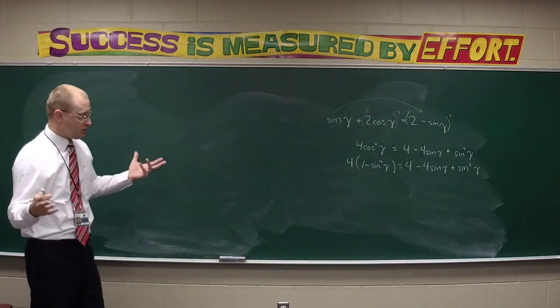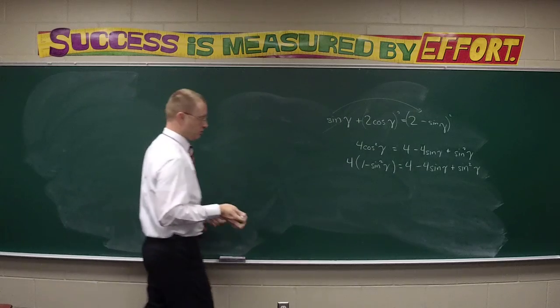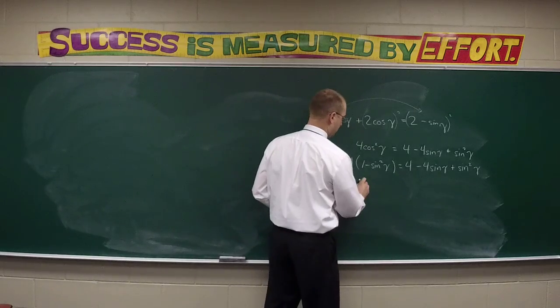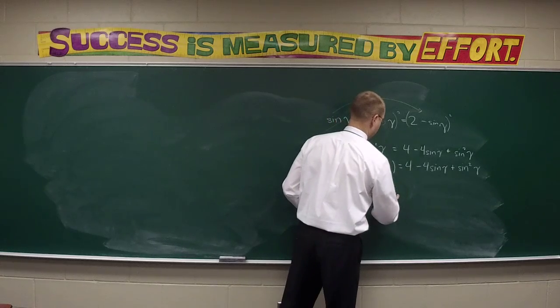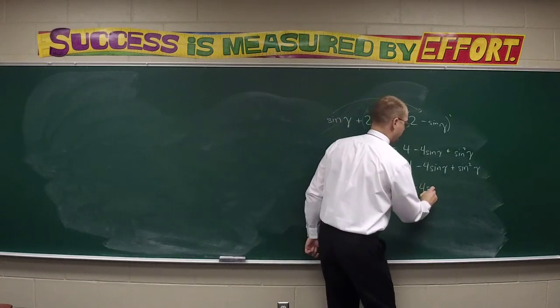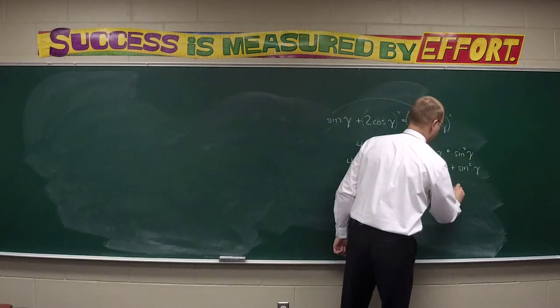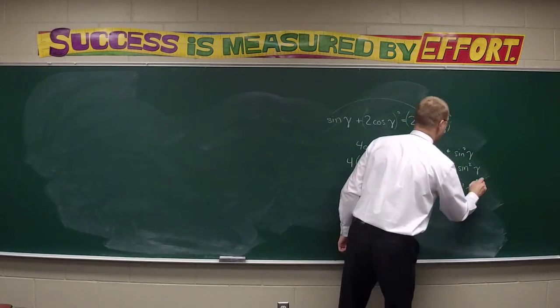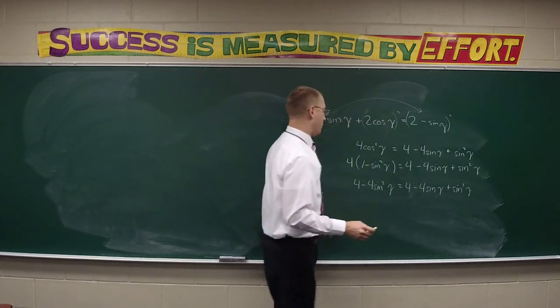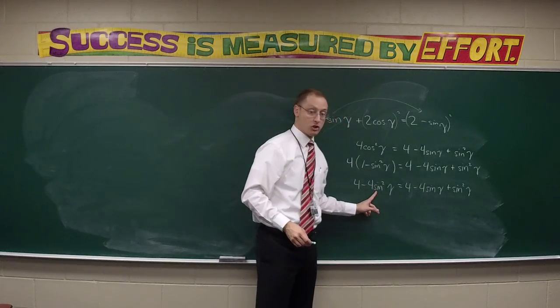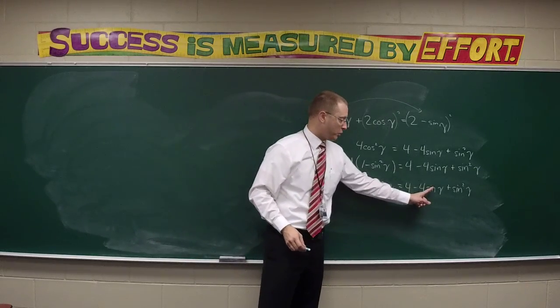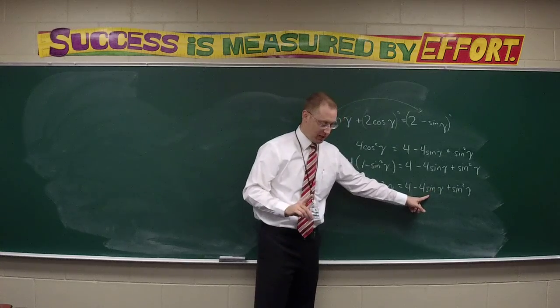All right, then of course we need to distribute to get 4 minus 4 sine gamma plus sine squared gamma. Careful not to be in too big of a hurry. Where you say, ooh, there's a negative 4 and a negative 4, or, well, one's a negative 4 sine squared, the other's a negative 4 sine. They're not the same, don't cancel them.